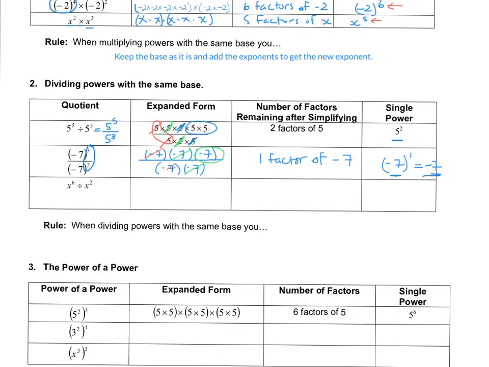We've got 6 factors of x on the top, and then we've got 2 factors of x on the bottom. So we write our 6 factors of x on the top and our 2 factors of x on the bottom, and then we match them up to reduce them. So x reduces with x, reduces with another x. It leaves us with 4 factors of x on the top, and that would be x to the exponent of 4.